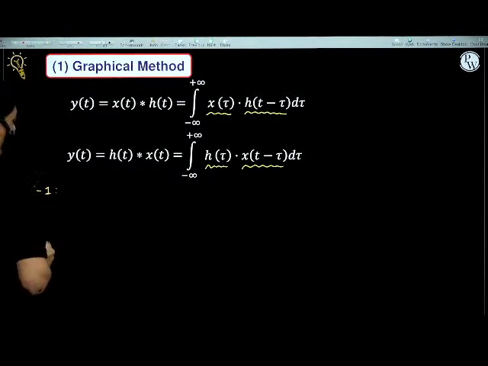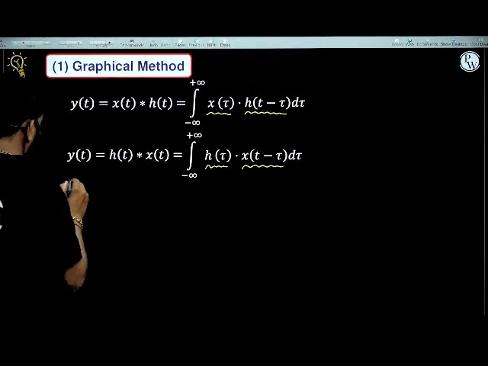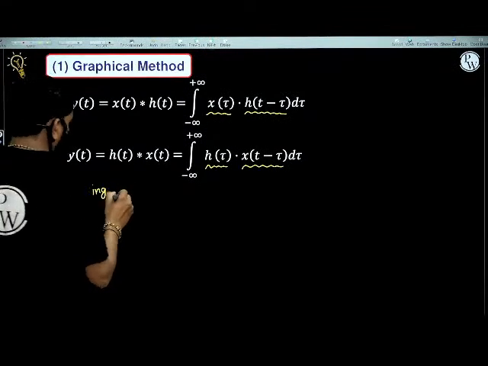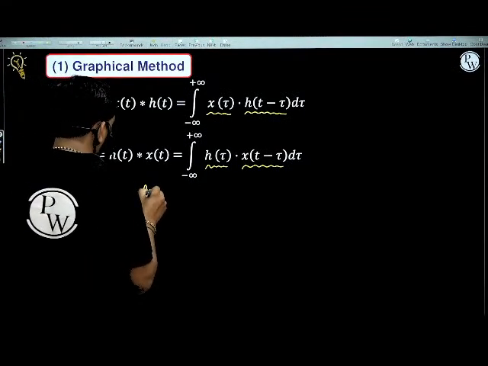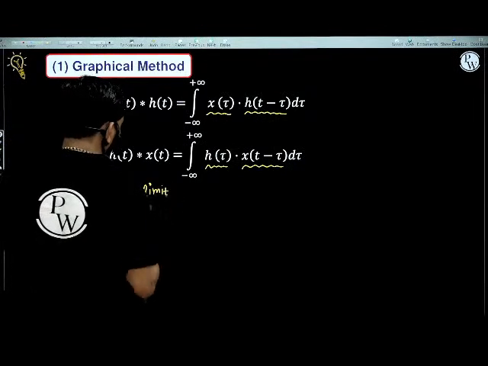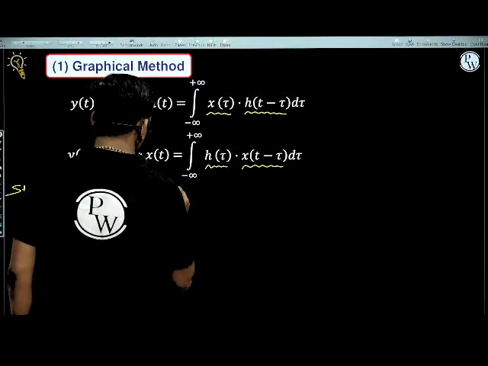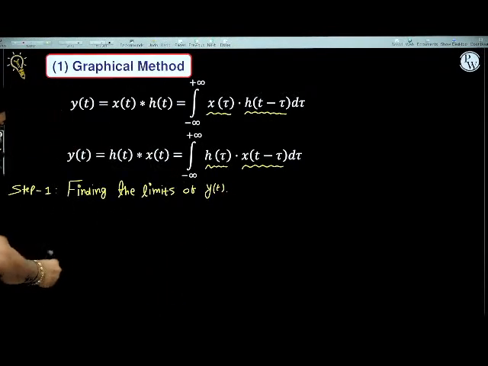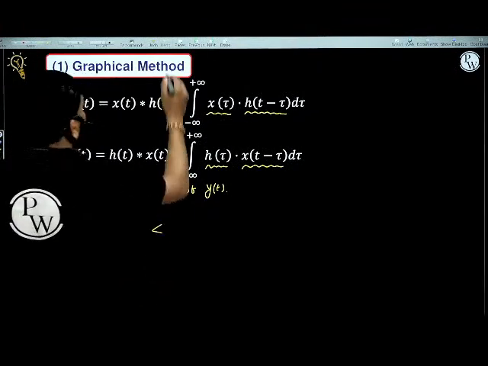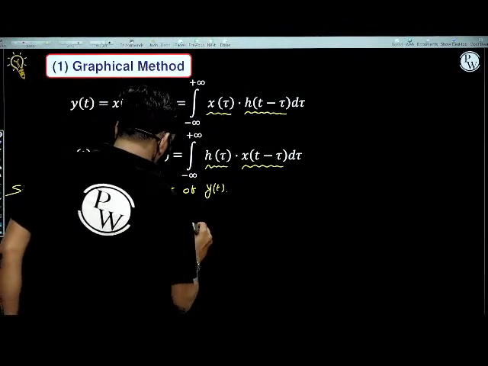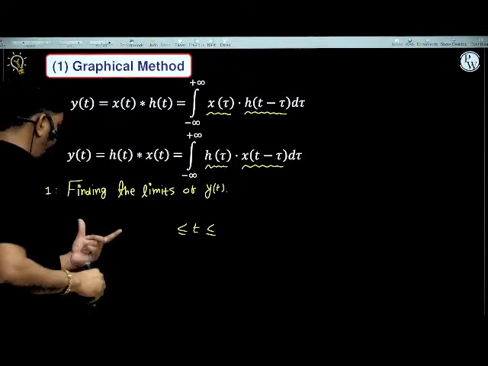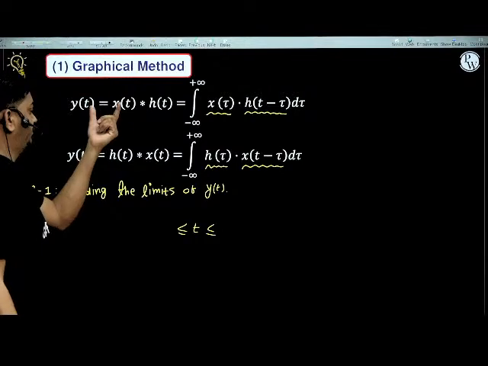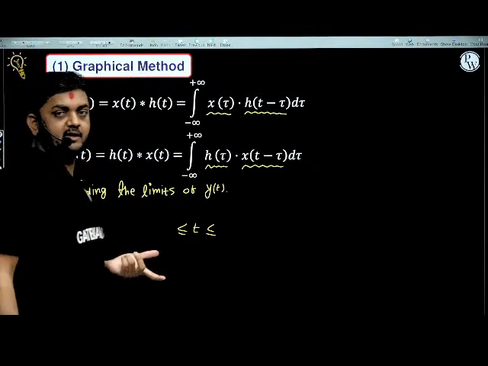Step number 1, finding the limits of y of t, or finding the limits of integration, we can say. Finding the limits of y of t. So what is the lower limit? Lower limit is nothing but the sum of the lower limits of x of t and h of t.